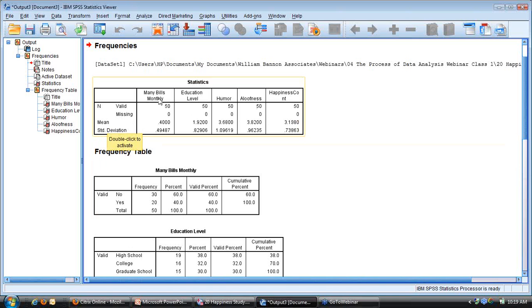So they're all there. And then the mean, for the categorical variables, it's not that meaningful, because they're categories. So it's more meaningful for the continuous variables.